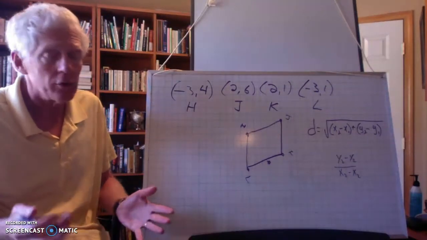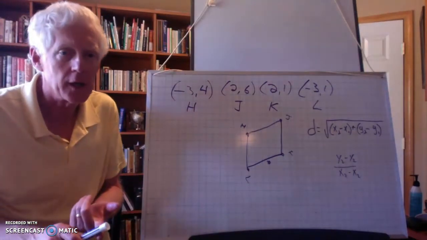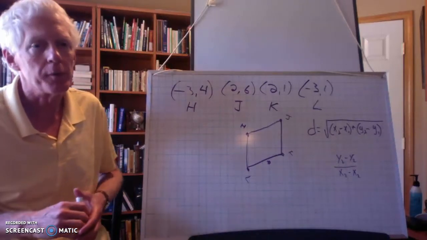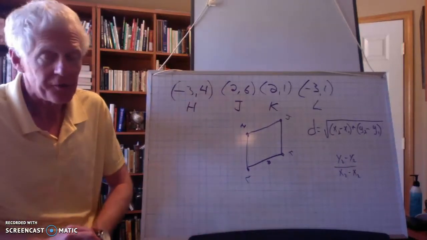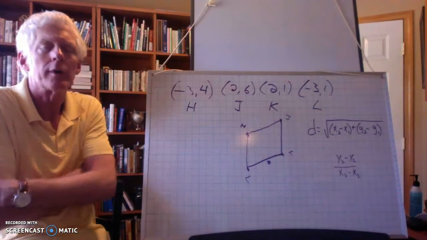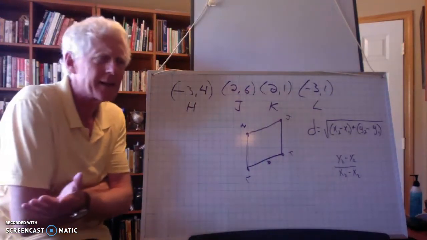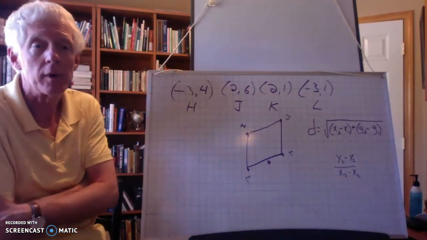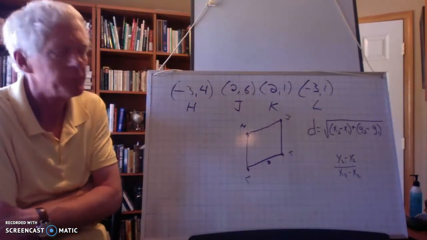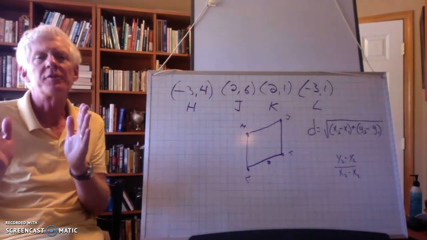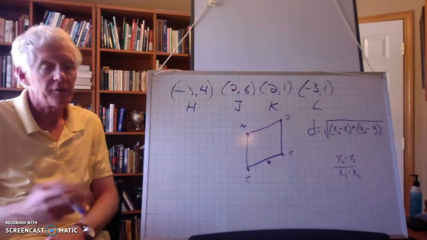So our goal is to classify the polygon, not by what it looks like, but prove it, and to find the perimeter and area. So let's classify it. What do we know? It looks like a parallelogram. But how do we know for sure? Both sets of opposite sides need to have the same slope. So let's do that first.